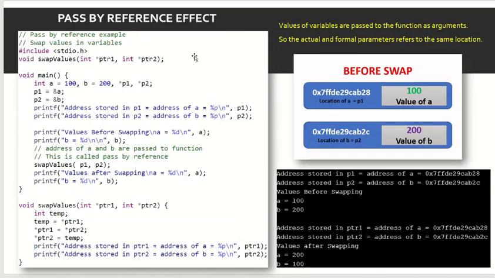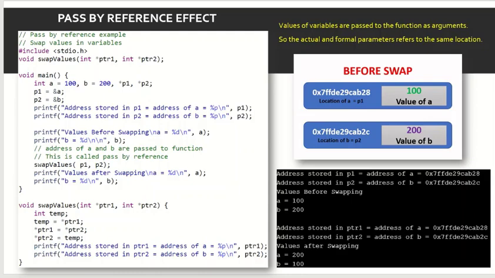Now we will see the pass by reference effect. To represent the pass by reference effect, we are using the example of swapping two values. Swapping two values means if two variables a and b are having the values 100 and 200, after swapping, a will hold the value of b and b will hold the value of a. So after swapping, a will be equal to 200 and b will be equal to 100.